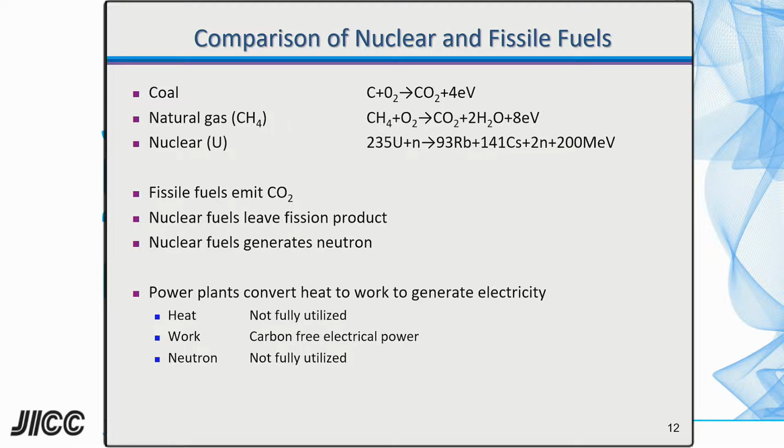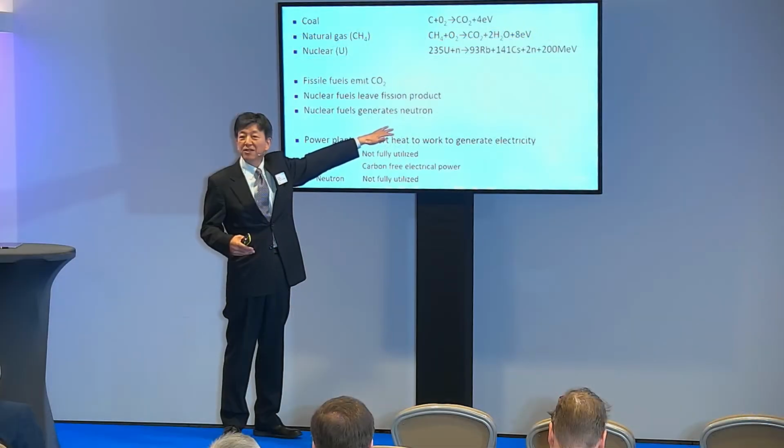Nuclear fuel generates neutron. It is not much discussed. However, in the first slide, I mentioned that the nuclear system, first one is a nuclear energy. Neutron generates the nuclear energy. Then it turns to thermal energy, mechanical energy, and electricity. However, the fossil power plant, it starts from thermal energy. Nuclear fuels generate neutron. So if we can use the neutron efficiently, the potential of nuclear is getting more.